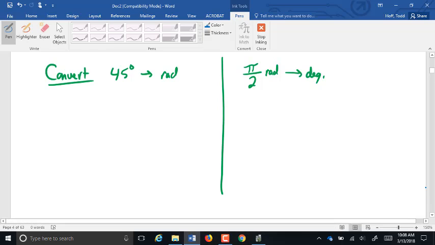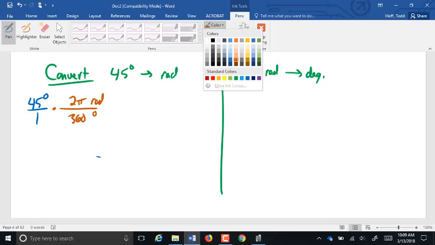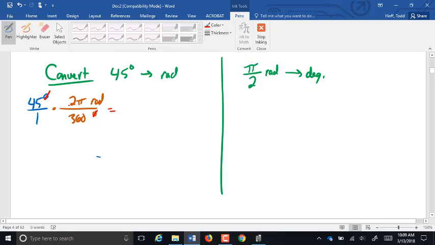So for the first one here, we're converting 45 degrees into radians. So make that 45 degrees over 1. In our conversion factor, degrees go on bottom, radians on top. 360 degrees equals 2 pi radians. So the degrees cancel out. We have 45 times 2 pi radians. Well, 45 times 2 is 90, and then pi radians. 1 times 360 is 360. Both 90 and 360 can divide by 90. 90 divided by 90 is 1, so that's just 1 pi radians or pi radians. 360 divided by 90 is 4, so that's pi radians over 4 or pi over 4 radians.